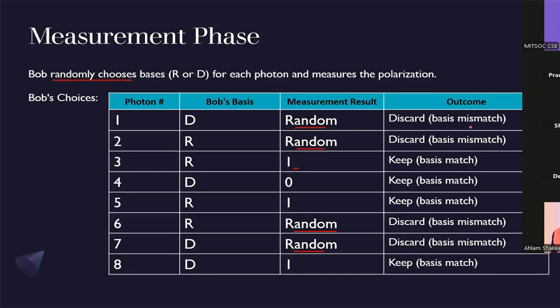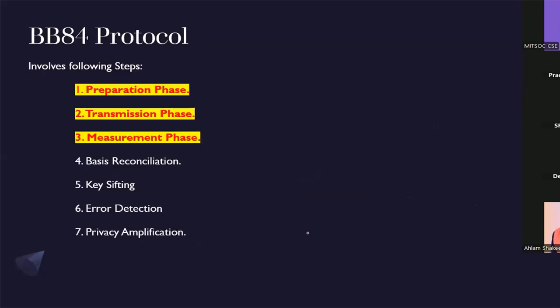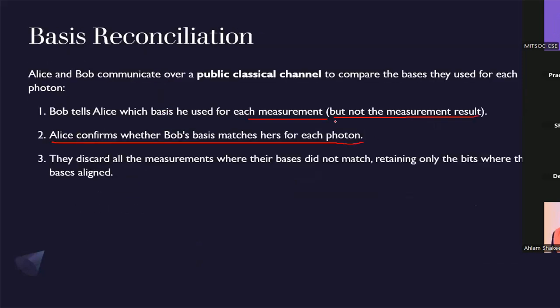So what are the measurement results for Bob? Whether it is random, whether it is 1 or 0, it is not necessary to share these results with Alice or over the public network. We are going to keep it as a secret. Then Alice confirms whether Bob's polarization basis matches with her each photon.